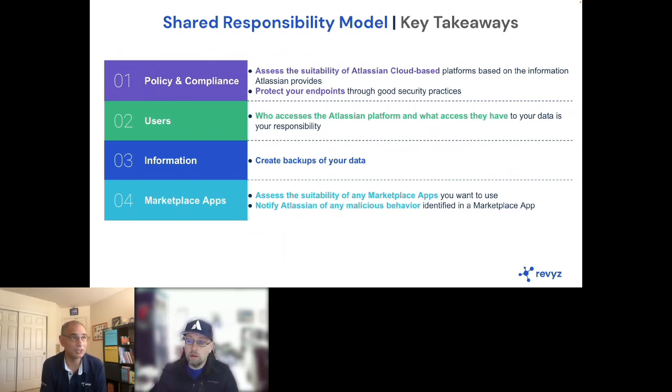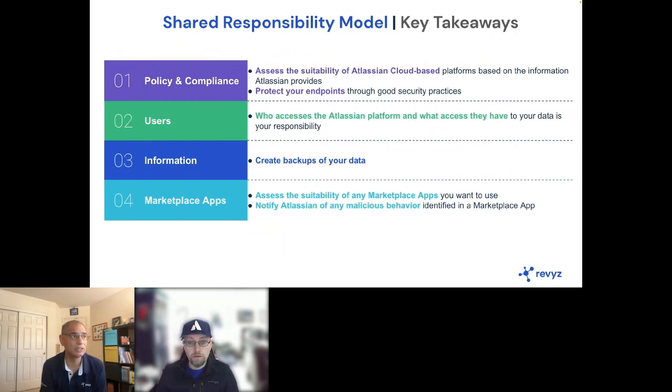Second, making sure that the devices or the endpoints which are accessing those applications living in the cloud are secure and follow good security practices. Meaning, you have the necessary security tools in place, and the endpoints are up to date in terms of OS patches and so on and so forth.